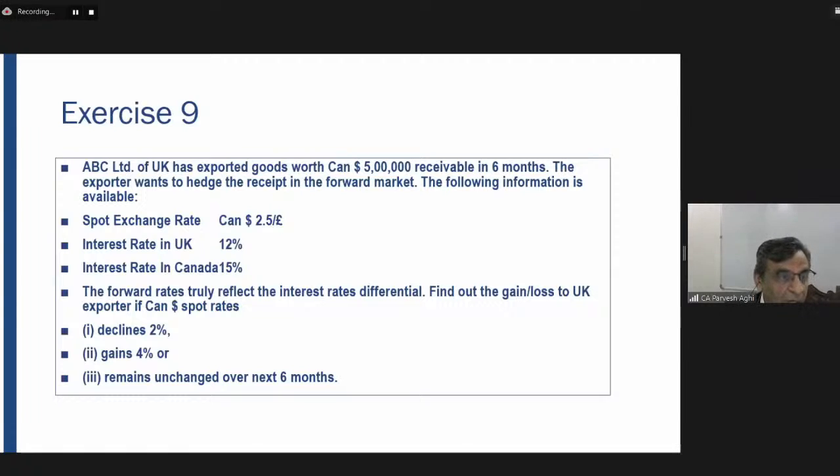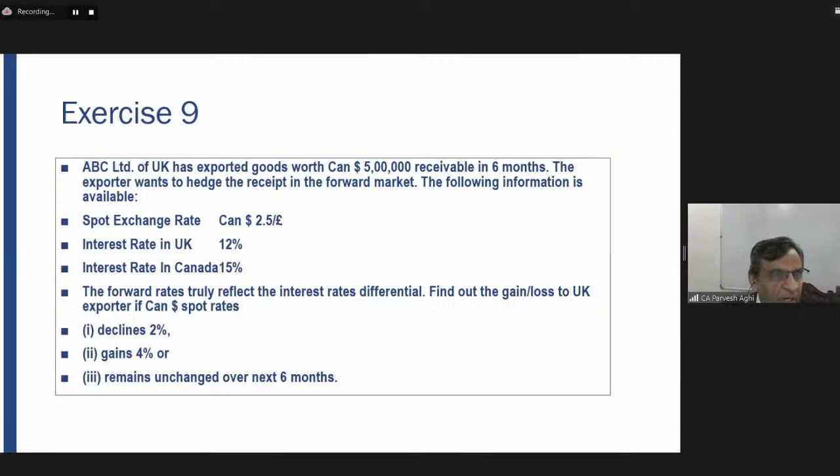Now, if the Canadian dollar gains by 4%, as per the interest rate differential, the Canadian dollar should have actually depreciated by 1.5%. So it has gained 4%. In that case, he is going to lose money by taking a forward cover. He should have left it uncovered had he known that there will be a gain in the Canadian dollar by 4%. So if the Canadian spot rate gains by 4%, he is going to be making a loss while taking a forward cover.